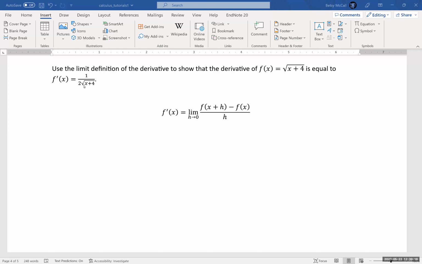Okay, so we're going to use this function, the square root of x plus 4, and we're going to show that the derivative is 1 over 2 times the square root of x plus 4.